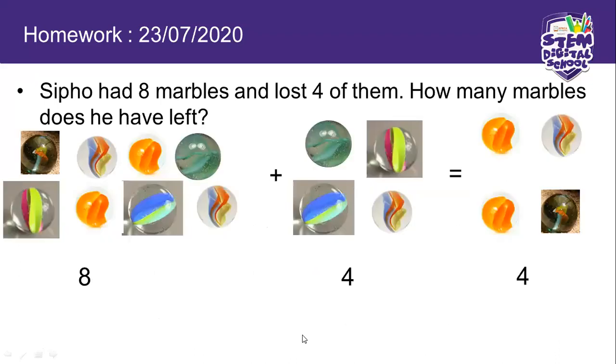Let's go there. Okay, so Sipo had 8 marbles and lost 4 of them. So how many marbles does he have left? Let's see if these are 8. 1, 2, 3, 4, 5, 6, 7, 8 marbles. There they are. The number symbol 8. And he lost 4. 1, 2, 3, 4. Okay, and then he's left with 4 marbles there.